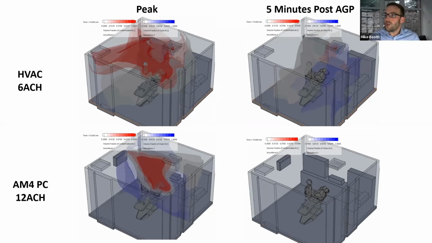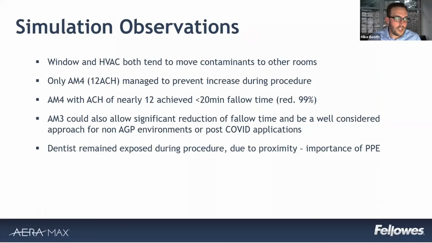So the conclusions that we got to by looking at these simulations is ultimately that the window and the HVAC approaches, there was a risk of movement into other rooms within the overall practice. The only one that was able to prevent an increase during the procedure was the 12 air change per hour approach. The fallow period of 20 minutes makes perfect sense when going with a 10 to 12 air change per hour solution, and our simulation findings really supports that logic.